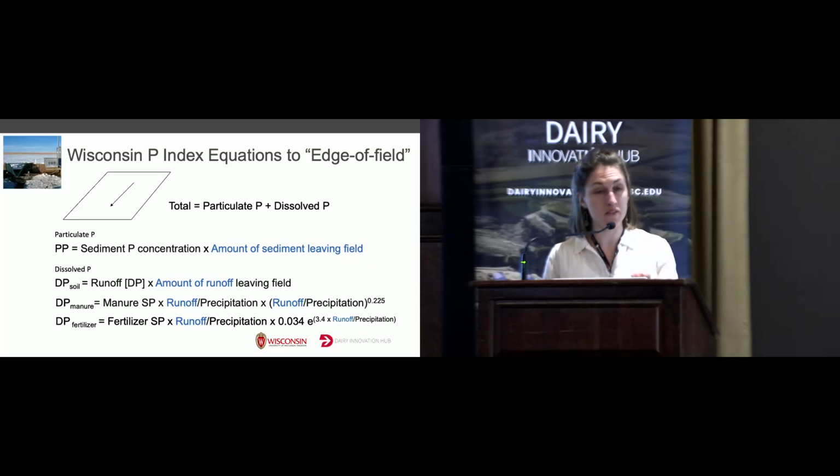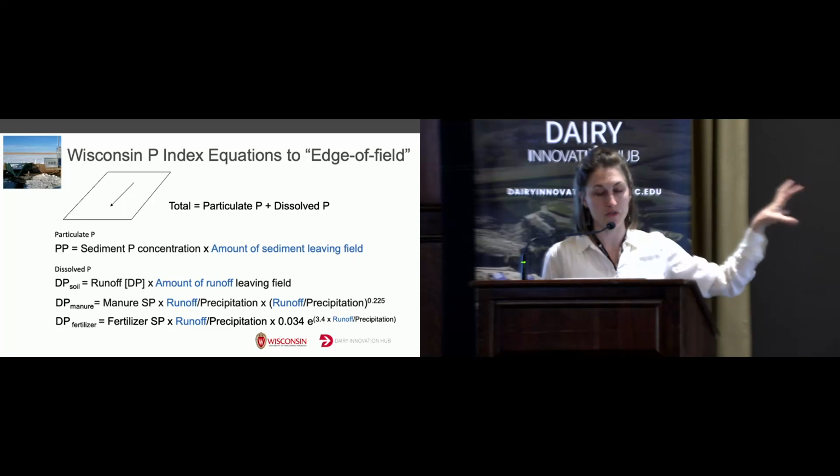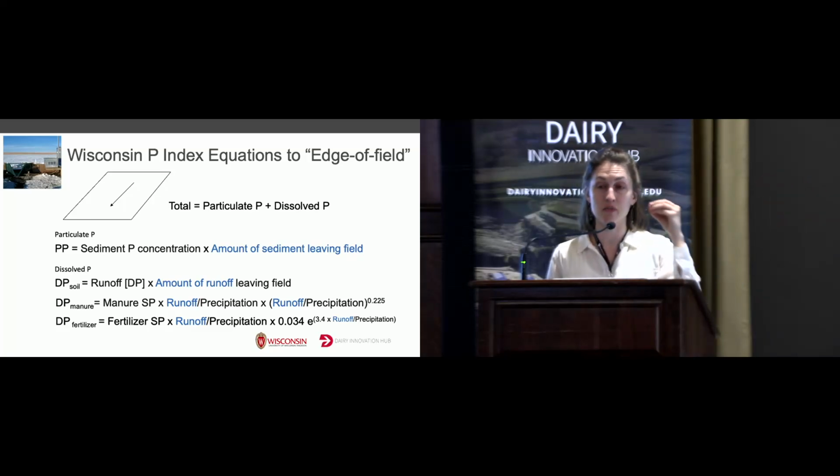And this way of setting up a phosphorus index or phosphorus model is pretty common. Wisconsin followed Iowa and Minnesota in the early 2000s in setting up the general structure of these equations. But one thing that is unique about our model is the way that we're treating the manure and the fertilizer contributions to dissolved phosphorus, following some of Peter Vadas's work on those. So looking at the proportion of runoff to precipitation and the concentration or availability of soluble phosphorus from manure and fertilizer to estimate for each season how much phosphorus is being lost in that dissolved form.